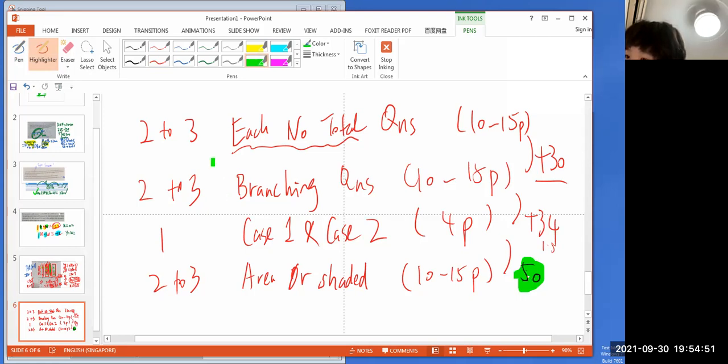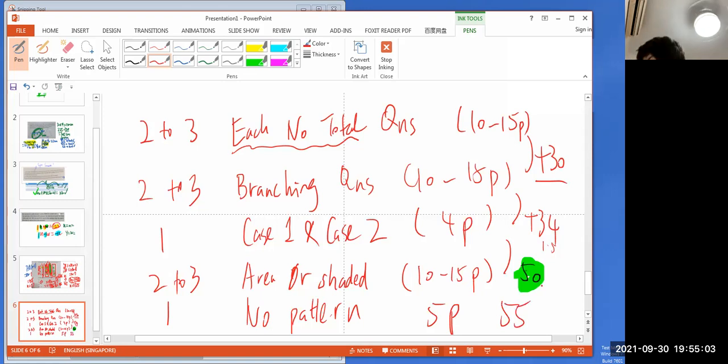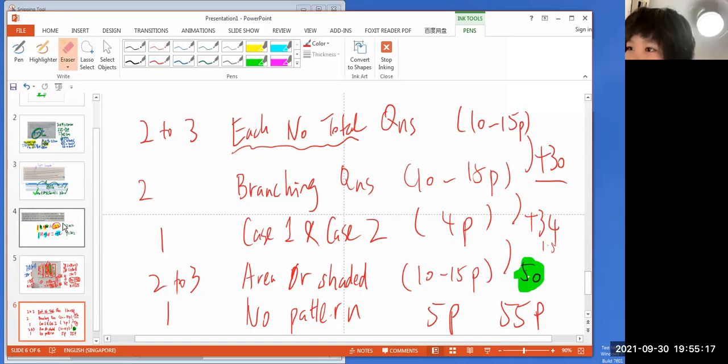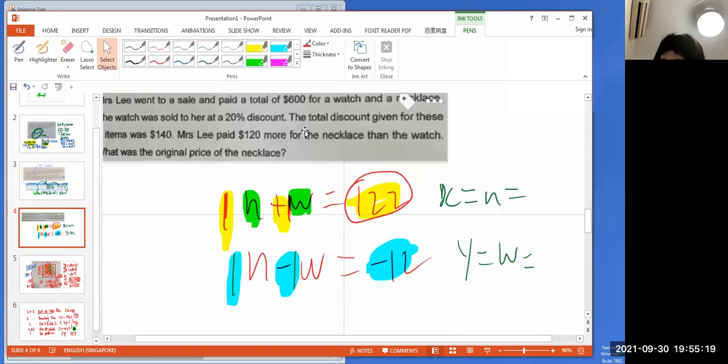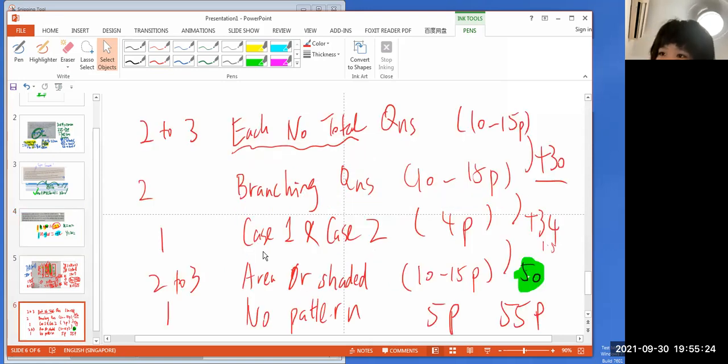By the way, there is a number pattern question. I'm so sorry. Yeah, number pattern. So at least one number pattern. At least one. Okay. So what I'm trying to say is, if let's say they have 2 branching questions, right? Then they will give you 1 question on this percentage, like this. So that's how they adjust. But I think the key thing is still this.